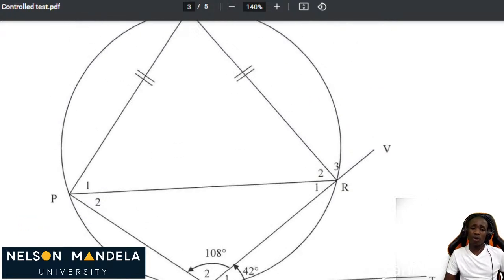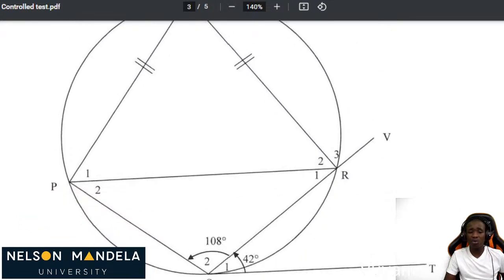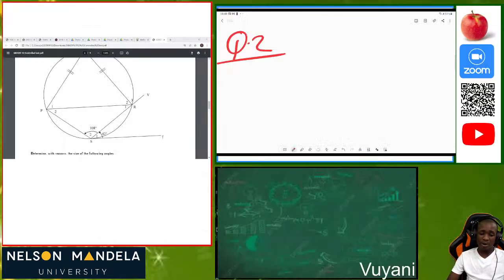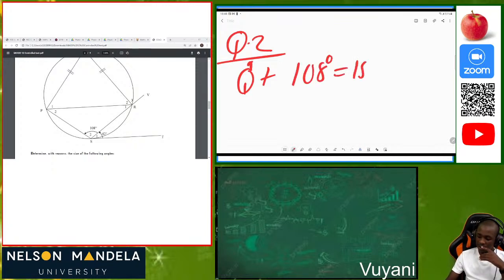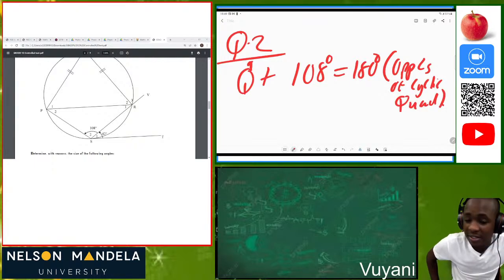What is the size of angle Q? That's easy, guys. They told us PQRS is a cyclic quad. So since it is a cyclic quad, we know that opposite angles of a cyclic quad are always supplementary. They are always equal to 180 degrees. So we're just going to do our angle Q plus our angle equals 180 degrees. What's our reason? Opposite angles of a cyclic quad.